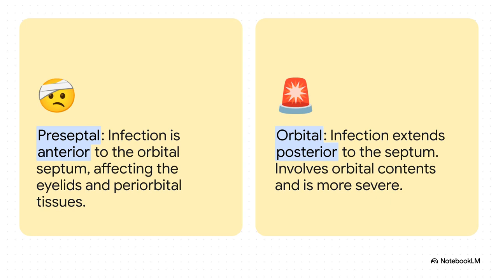It all comes down to a single anatomical landmark, the orbital septum. You've got to think of it like a biological firewall. As long as the infection stays in front of that wall, it's preseptal cellulitis. It's basically a bad eyelid infection. But if the bacteria breach that firewall and get behind it, that's when it becomes orbital cellulitis. And now we're in a completely different and far more dangerous territory, because the infection is inside the orbit itself.